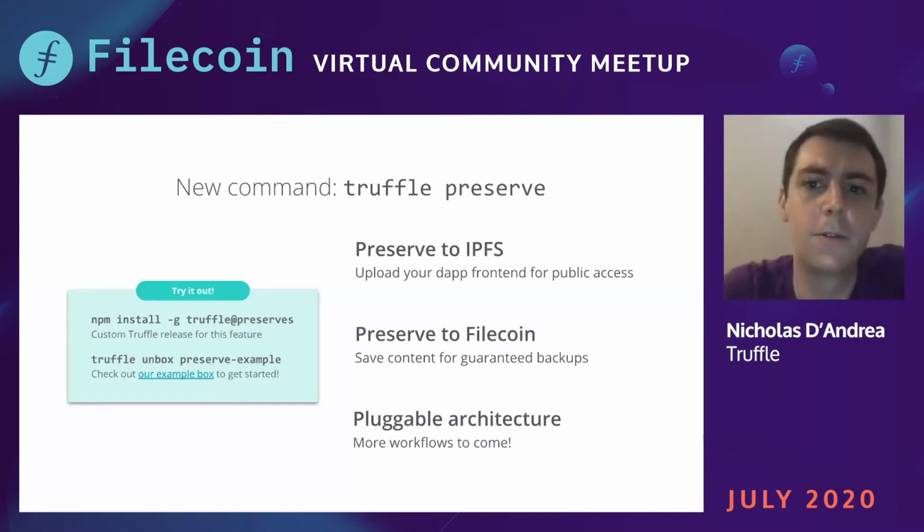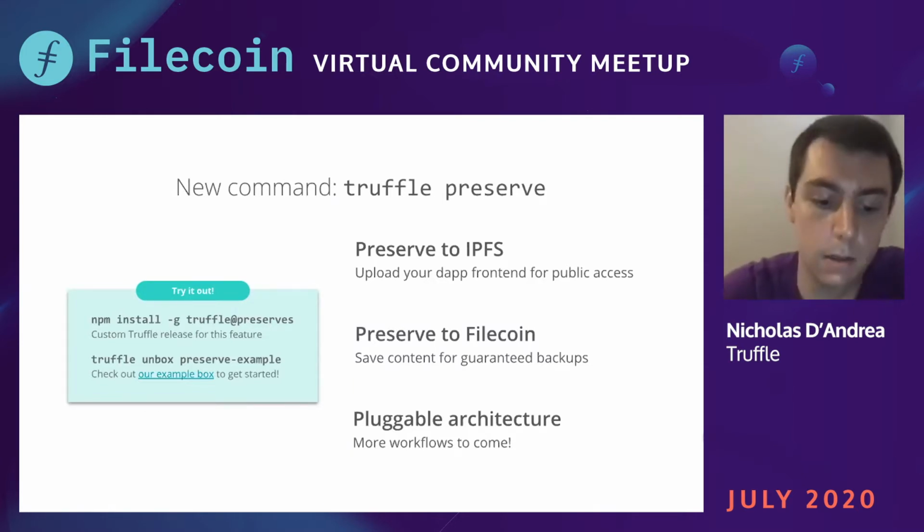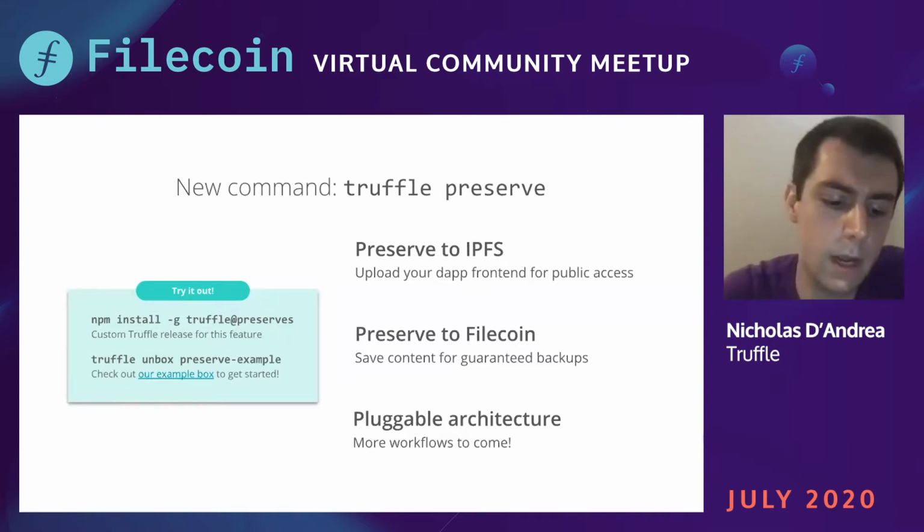Truffle Preserve is a command that adds support for a workflow that hasn't really been in Truffle before. If you members of the audience have used Truffle before, you know that it handles things like compiling smart contracts. It handles testing your smart contracts. It has a built-in Solidity debugger. But there was never really a good answer for how do you take your dApp front end and get that onto a decentralized network.